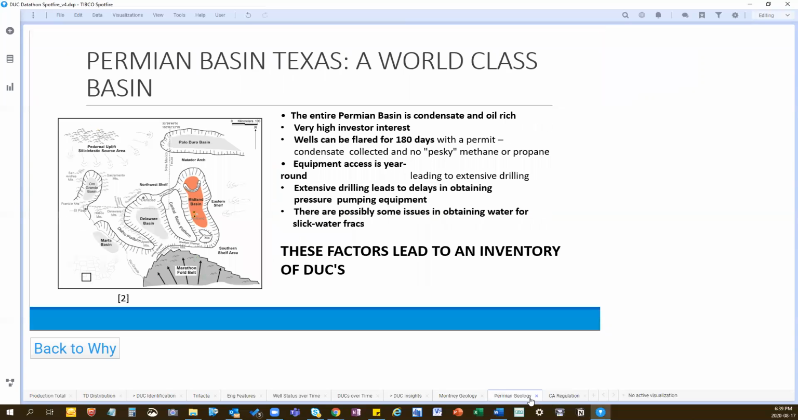In the Permian, the entire basin is condensate and oil rich. There is year-round drilling access. Extensive drilling leads to delays in sourcing pressure pumping equipment. There may be difficulty obtaining water for slick water fracks. Completed wells can be flared for 180 days, collecting just the condensate and oil.